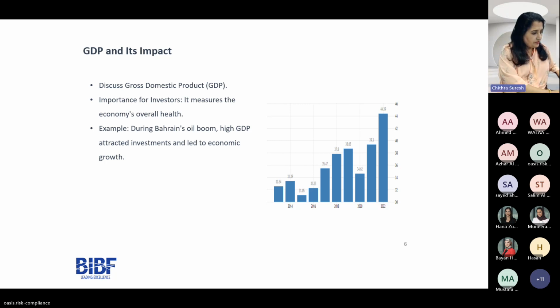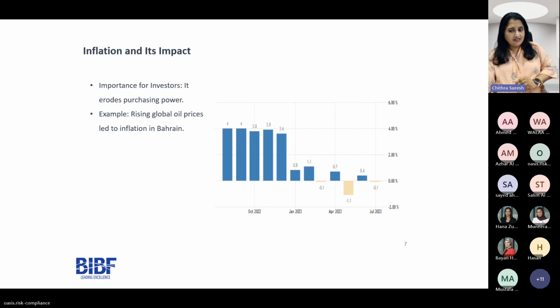Moving on, we have price indicators. These are the watchdogs that monitor changes in the general price level of goods and services. Two key players in this category are the consumer price index and the producer price index. And let's not forget about the big elephant in the room, which is inflation. See, inflation is a silent wealth eroder.